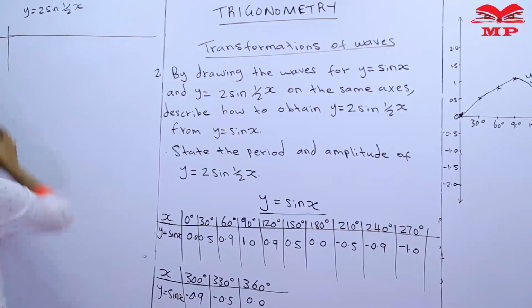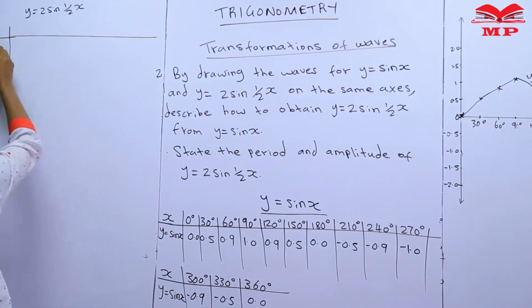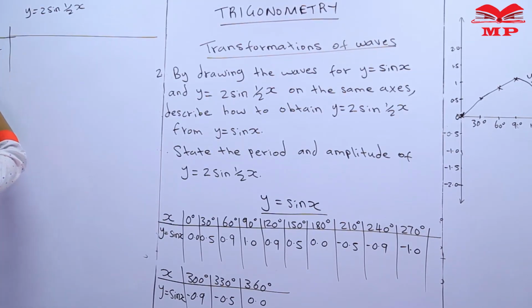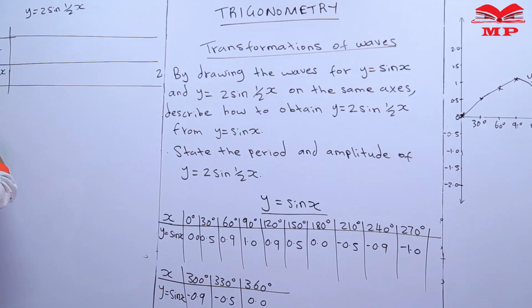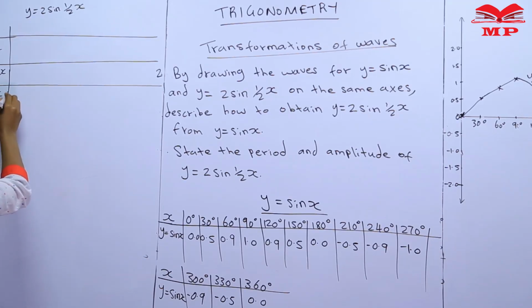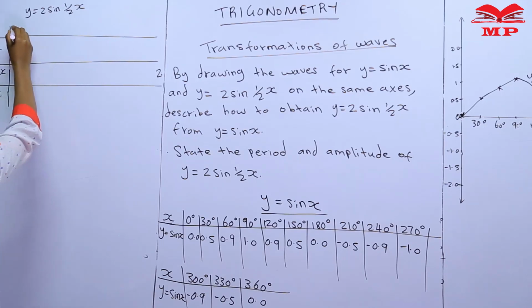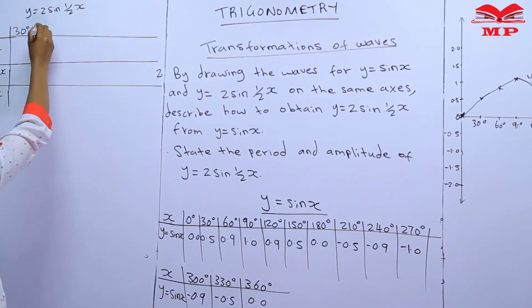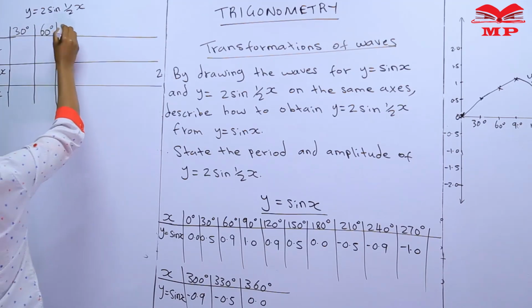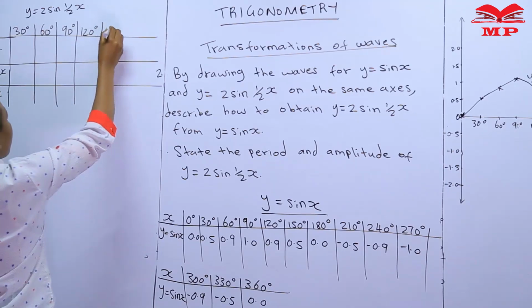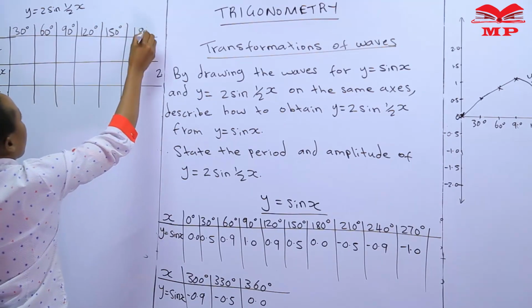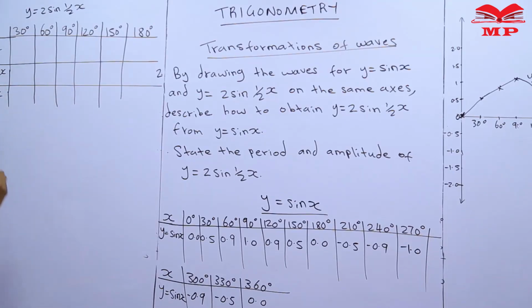In this case, we can start with the first part, where we have a half x. Then after having a half x, we can have sine a half x. And finally, we have 2 sine a half x, which is our y. So we move it. We have 30 degrees, 60 degrees, 90 degrees, 120, 150, 180 degrees, all the way to 360 degrees.